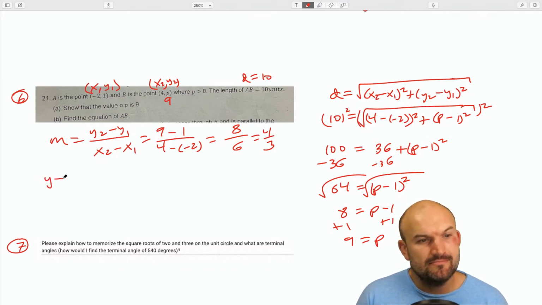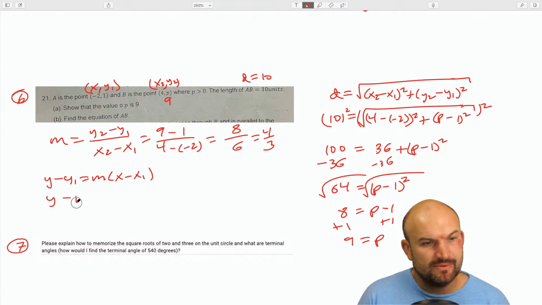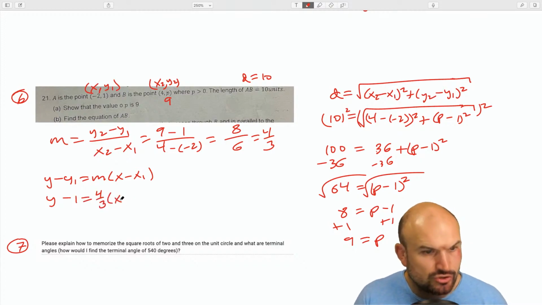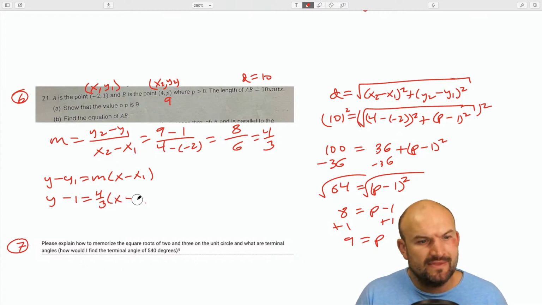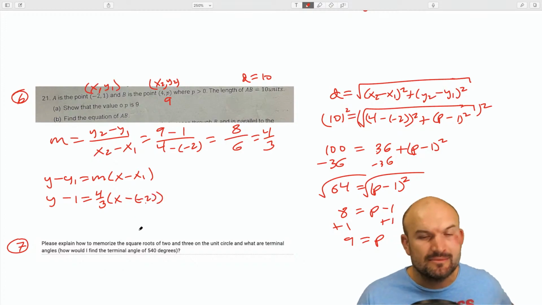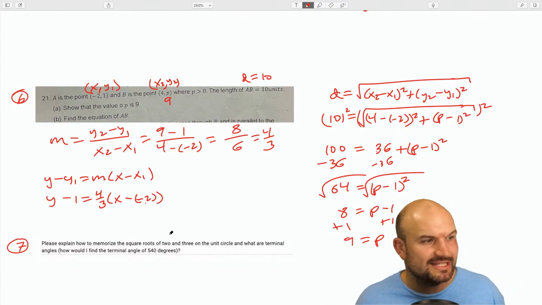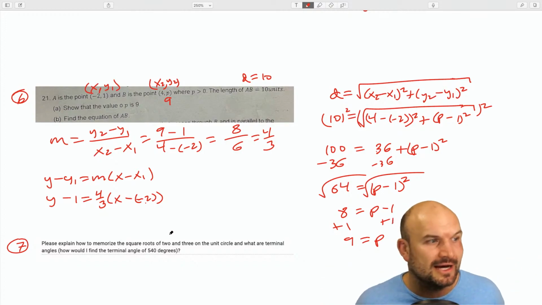So now we're going to use the point slope form. So y minus y1 equals m times x minus x1. So y1 is going to be 1 equals a 4/3 times x minus x1, and that would be a negative 2. There you go. And hopefully you can go ahead and distribute and simplify a little bit further, but that is in your standard form, so typically that will be good for you guys on this.